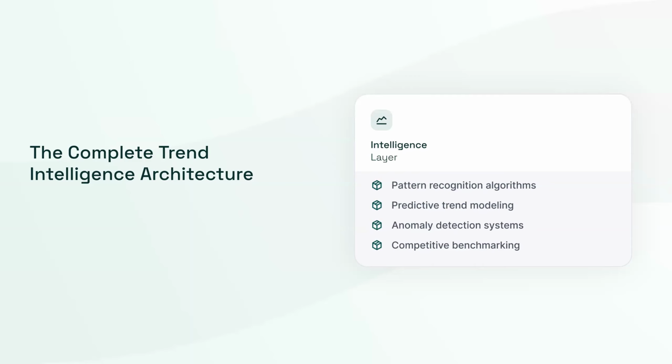Then we can also apply predictive trend modeling, which uses machine learning to estimate which early stage trends are most likely to go mainstream. It's about forecasting, not about observing. We're gaining intelligence. We can also do anomaly detection systems that flag unusual spikes or changes in behavior. This can point to unexpected opportunities or early signs of disruption.